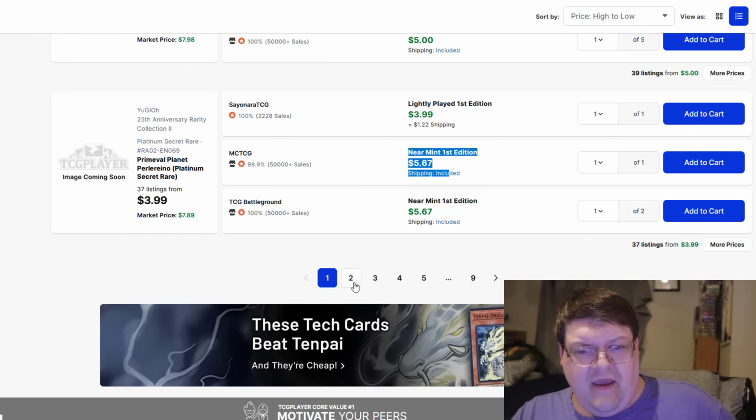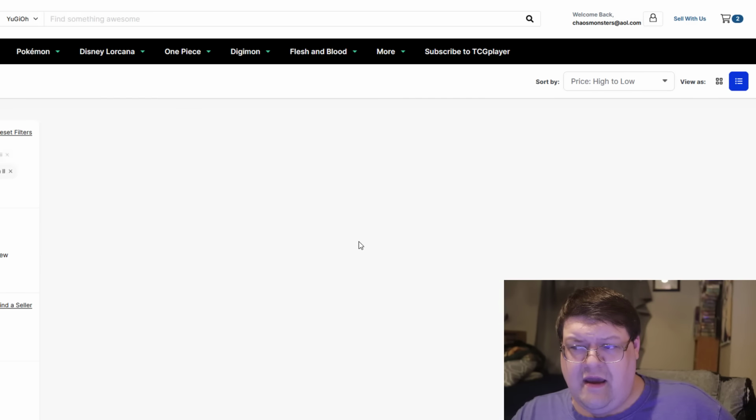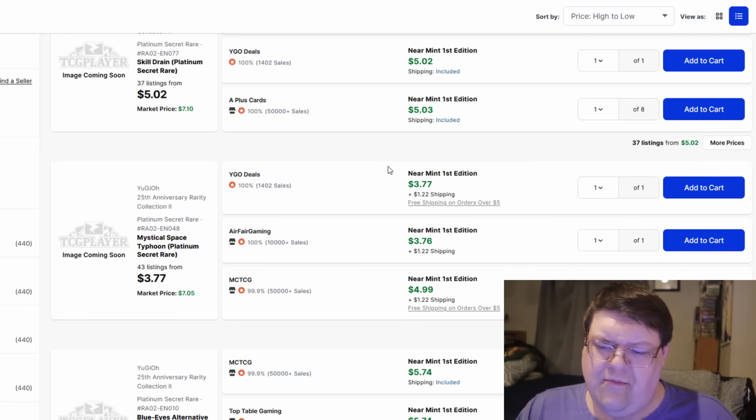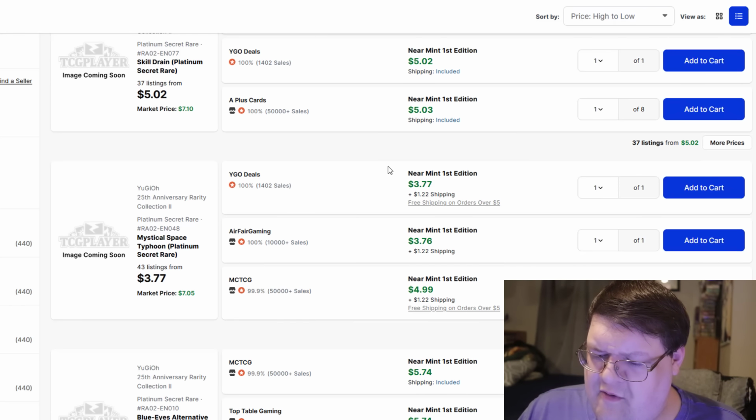So, most of these feel like they're holding up pretty well. Even the Skill Drain. Skill Drain Platinum Seeker Rare is $5. The Platinums in this set are very, very nice.